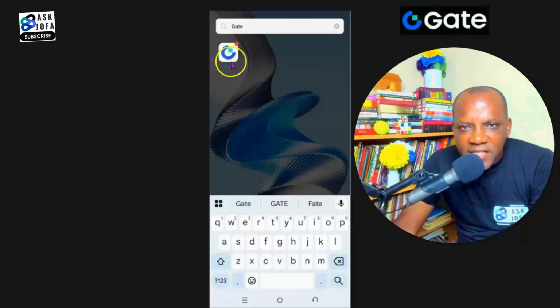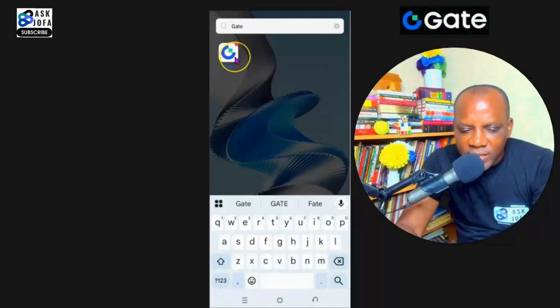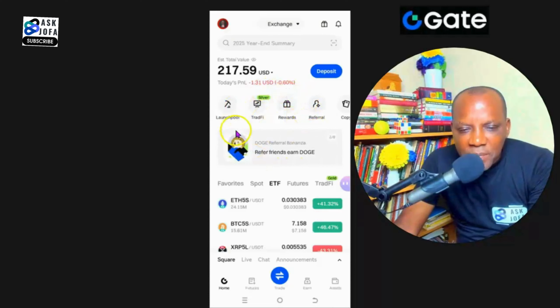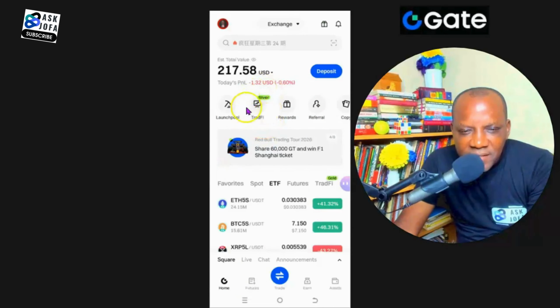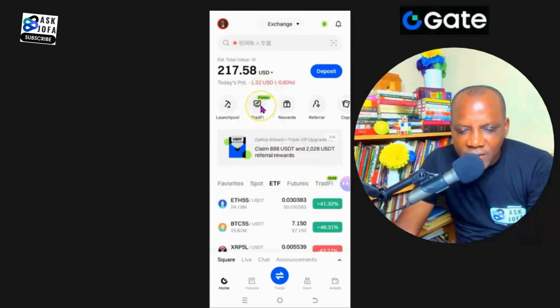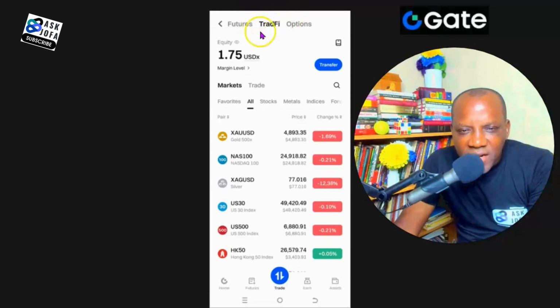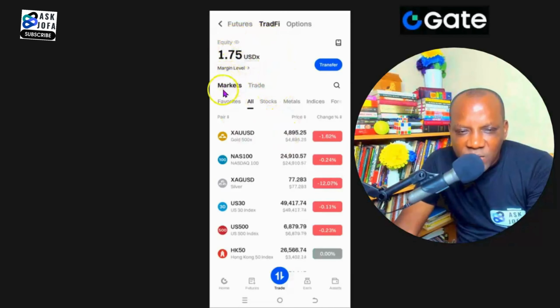This is my Gate Exchange app. Ensure you download the latest version. As soon as you launch your app, you are under home by default. To get to TradFi, you can see TradFi. You can tap here, you tap here. You can see TradFi. This is what I currently have in my TradFi account. I will show you how to move your money from your Gate wallet account to your TradFi account so that you can start trading. You can see you select market.